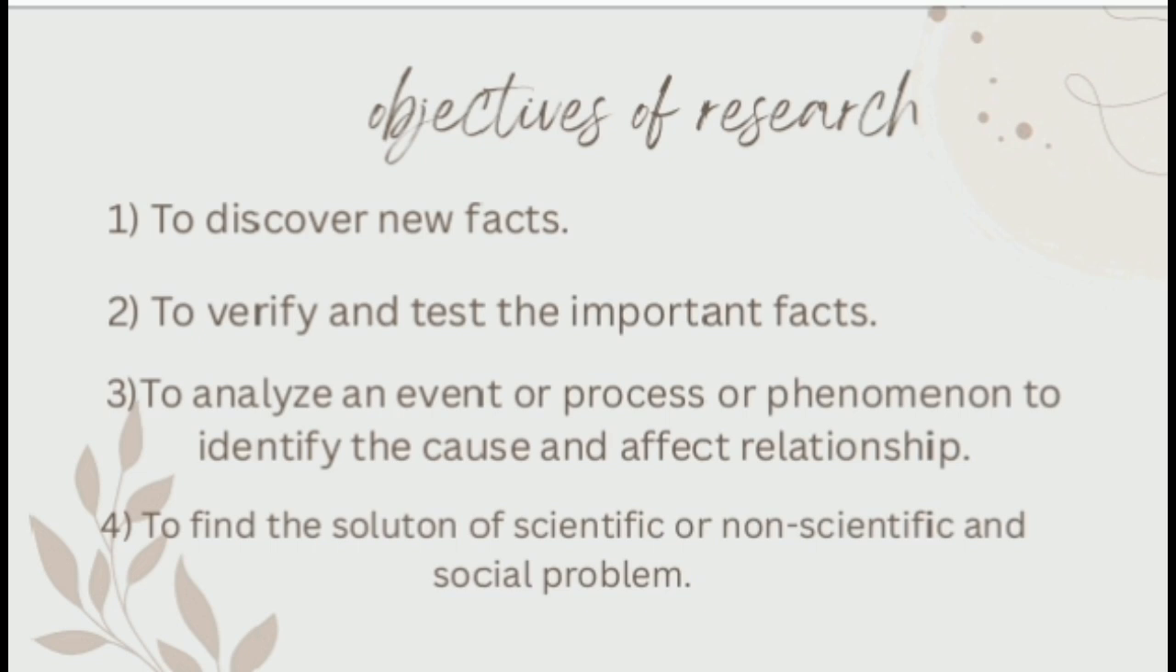So here we verify things, or we test or experiment on things in research. Then we have to analyze an event or process or phenomenon to identify the cause and effect relationship. So we do experiments to know the cause and effect relationships, like what impact one variable can have on another variable. And the last objective is to find the solution of scientific or non-scientific and social problems. Yes, we do research to know the solutions of some problems. Problems can be scientific, non-scientific and social as well.